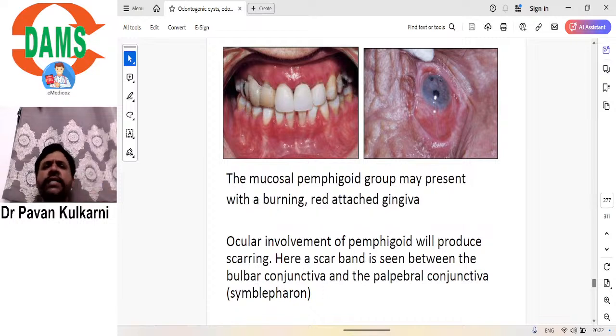In this image, you can see it is typically involving the gingiva, and the attached gingiva is very smooth and shiny. That is known as desquamative gingivitis. And on the other side, we can see the eyes. There is symblepharon. What is a symblepharon? There will be adhesion of the conjunctiva, the palpebral and bulbar conjunctiva. That is called symblepharon.